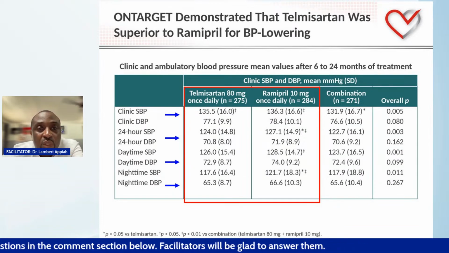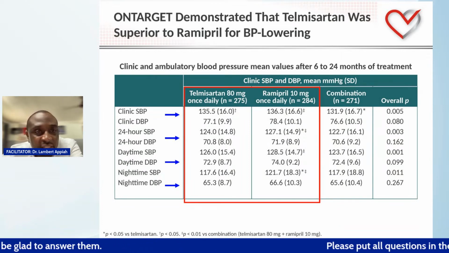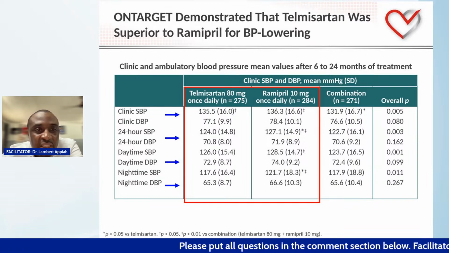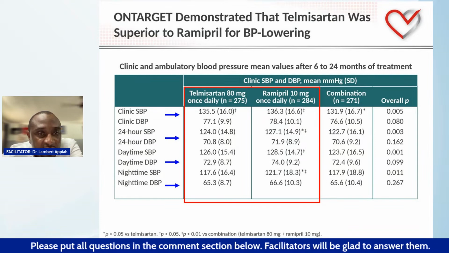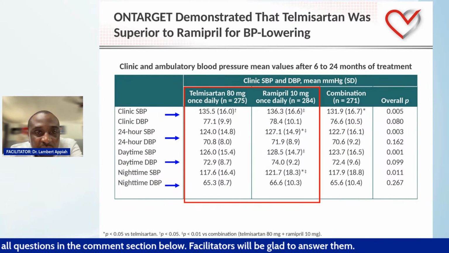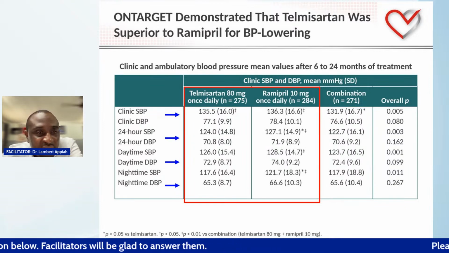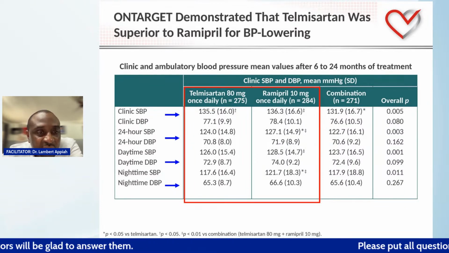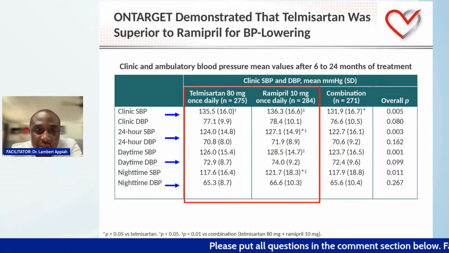This was also looked at where they compared the BP reduction with telmisartan, ramipril, and then a combination therapy. You can tell here that telmisartan is doing clinic BP of 135, 136 over here. It's doing daytime systolic blood pressure of 126, which is lower than ramipril at 128. Same for nighttime blood pressures, 117 against 121.